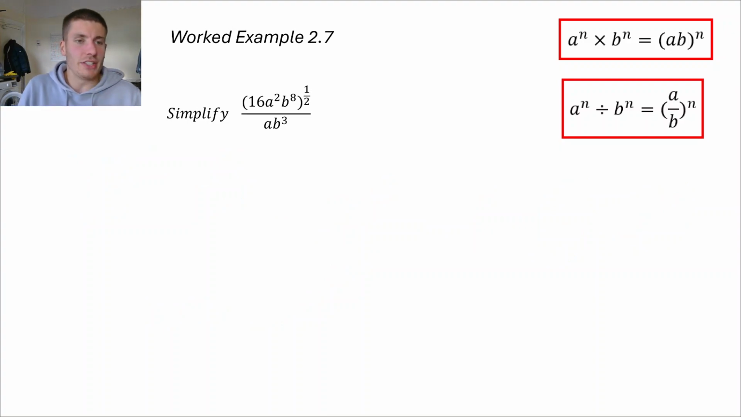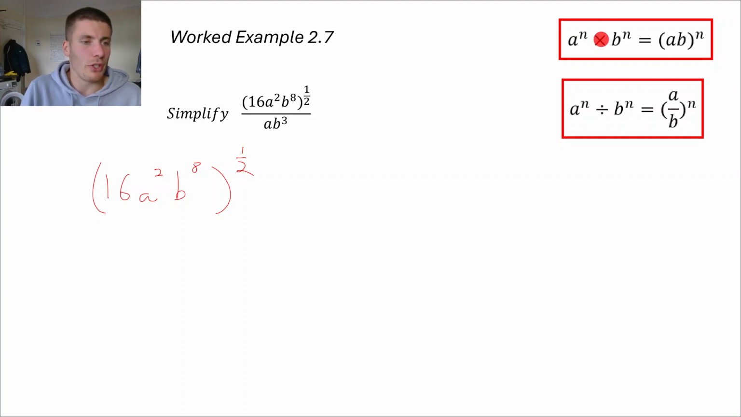Good. Question 2.7 is to simplify this. If we look at the numerator to begin with, let's write the numerator out in full. We've got 16 a squared b to the 8, and that is all to the power of 1 over 2. Again, you're given it in this form, so you've actually got 3 parts. 16, a squared and b to the power of 8. You're applying the power of a half. You're applying this power to each individual part.